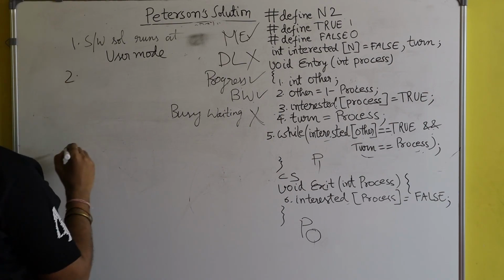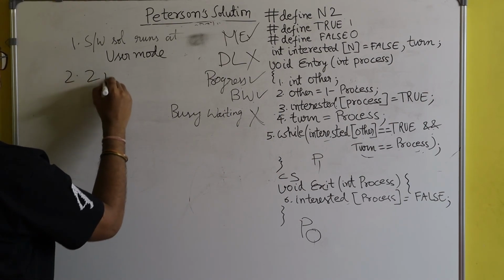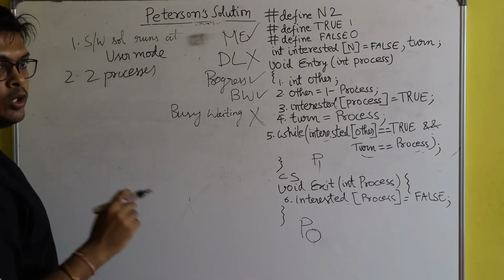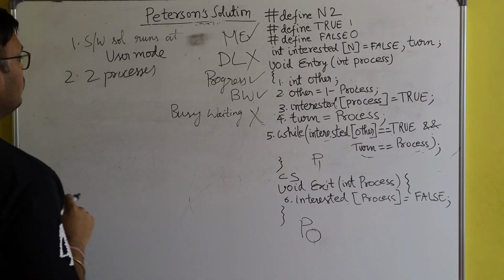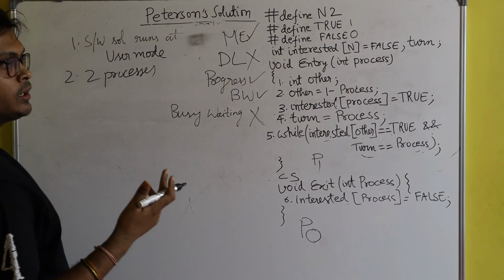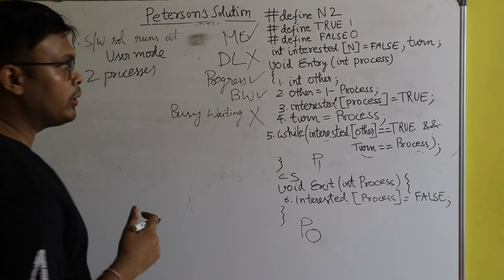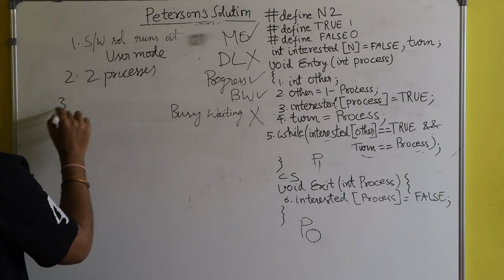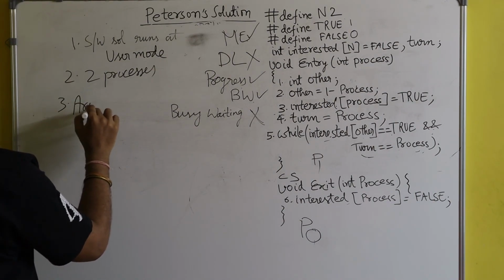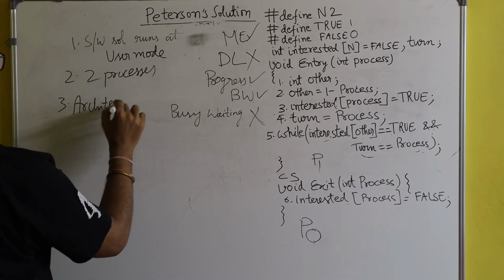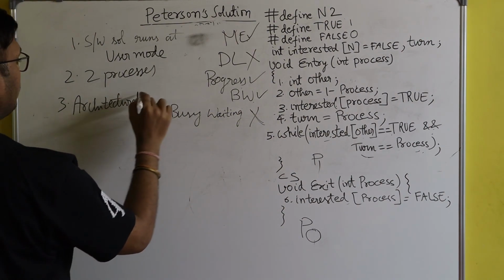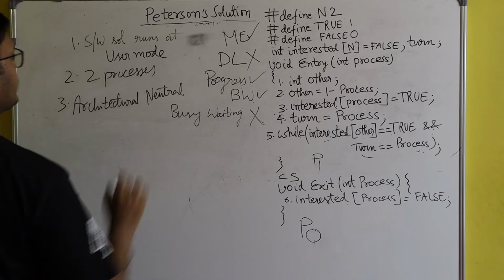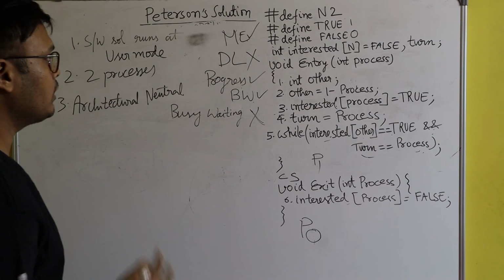The second one is that it is a two processes solution. Only two processes can be involved here. It is not applicable for multiple processes. That is a little bit of a disadvantage. The third point is architectural neutrality, that is, it doesn't require the support of the operating system.